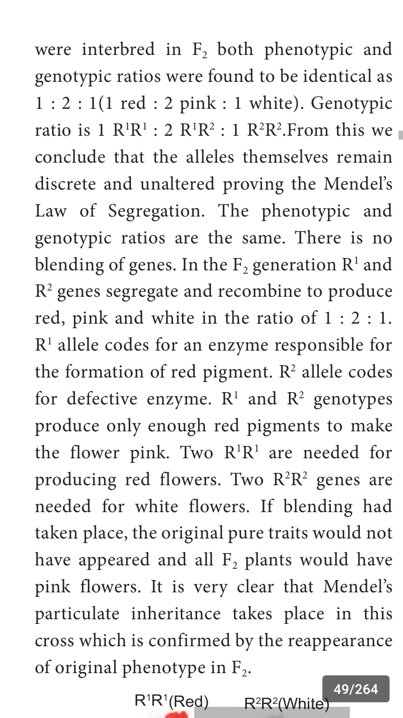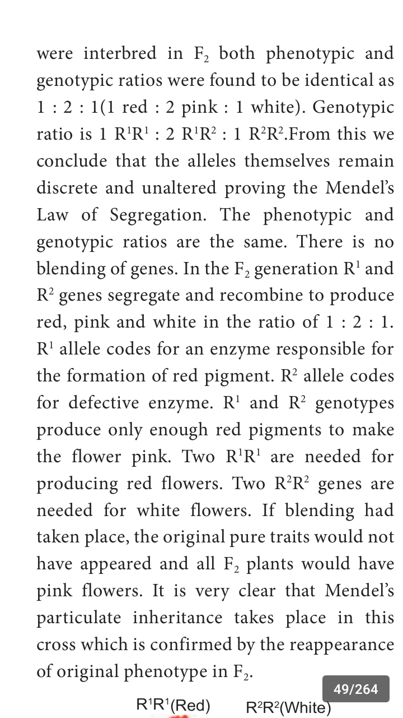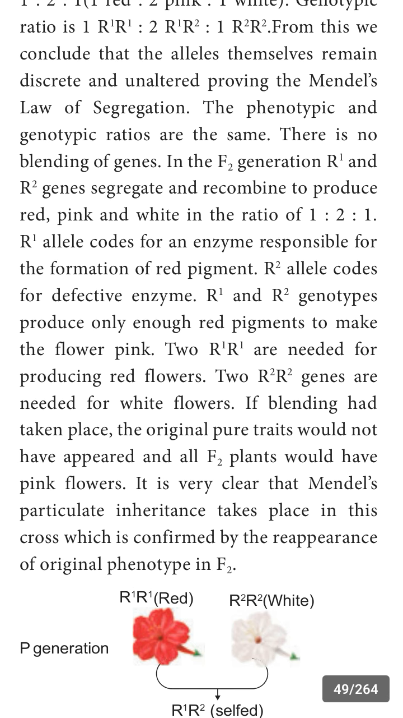In the F2 generation, R1 and R2 alleles segregate and recombine to produce red, pink and white in the ratio of 1:2:1. Now we are going to study the reason why, when a red flower was crossed with a white flower, we got the pink flower. Here the R1 allele codes for an enzyme responsible for the formation of a red pigment. So the R1 allele can produce a functional enzyme which promotes the formation of the red pigment, whereas the R2 allele codes for a defective enzyme; the R2 allele does not synthesize this functional enzyme.